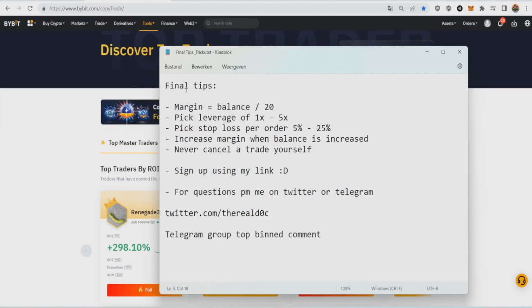So my final tips and tricks are, be sure that your margin is balance divided by 20. Pick a leverage between 1x to 5x, with 1x being very safe and 5x being a little bit risky. Also pick a stop loss per order of 5% to 25% following the leverage. Increase your margin when your balance increases. Don't stay at the same margin all the time when you're making profit. Never cancel a trade yourself unless the trade is in profit and the master trader has a lot of trades open. Then you can just close your trade.